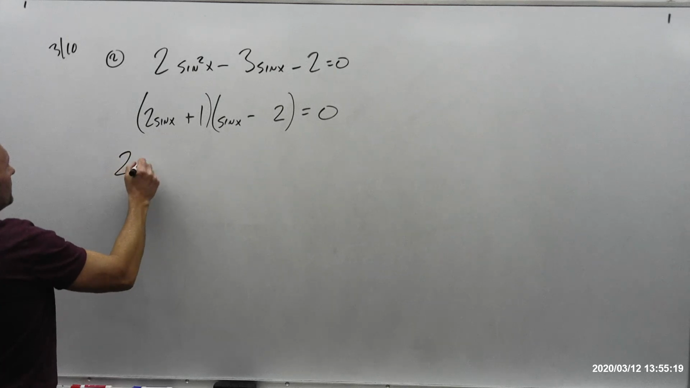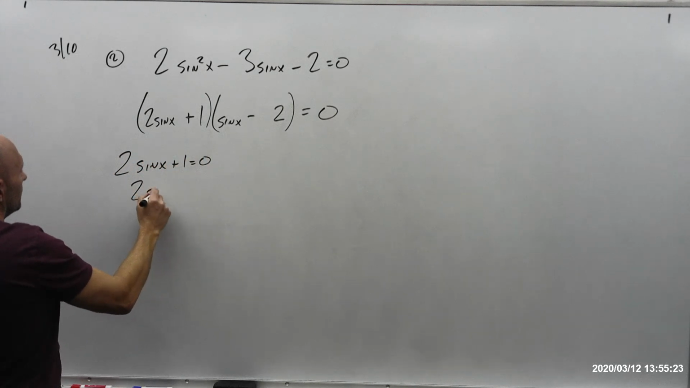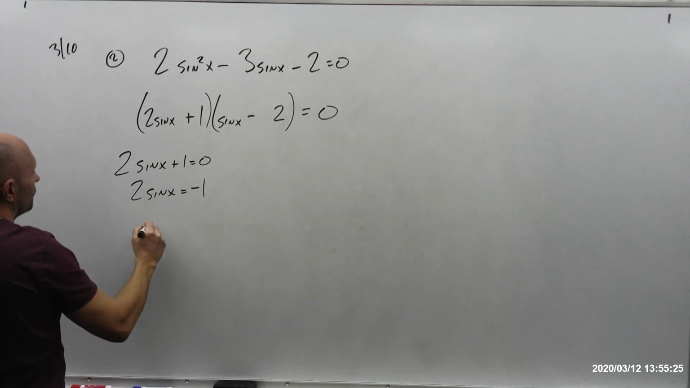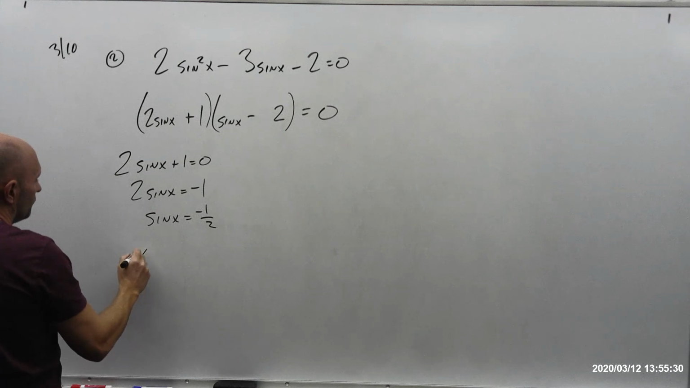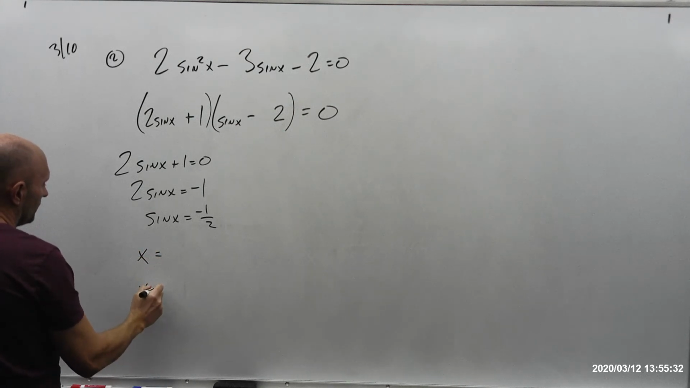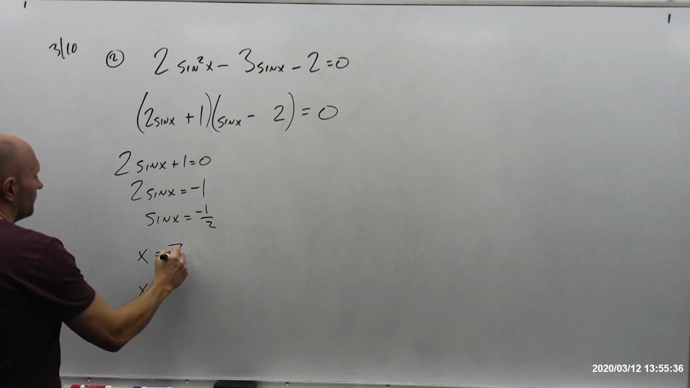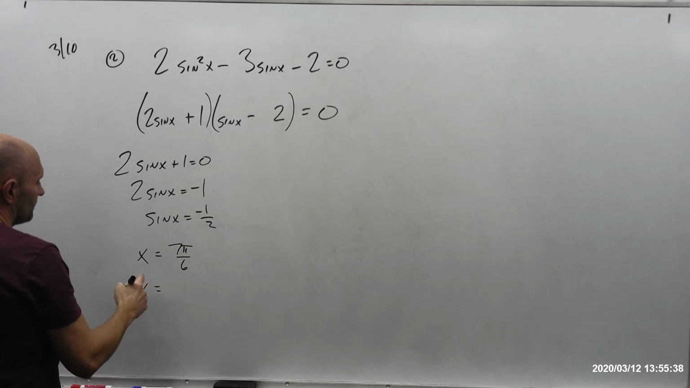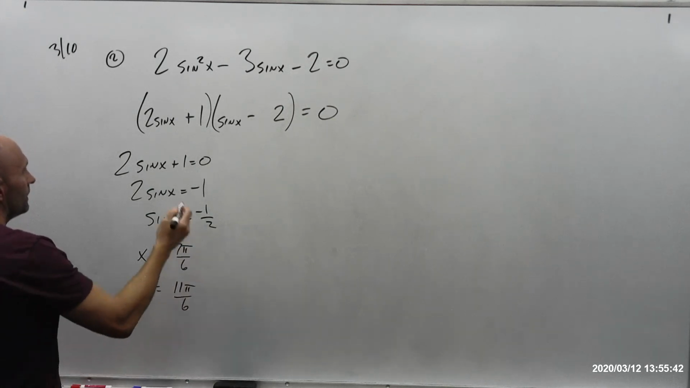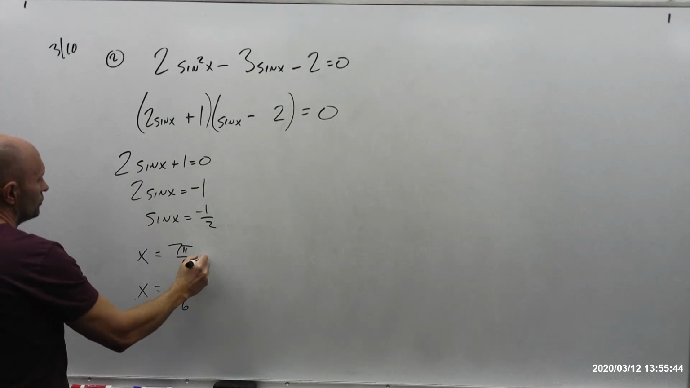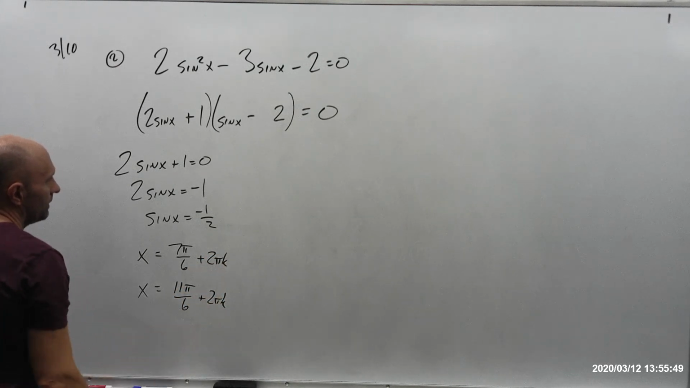Use the zero product property. 2 sine of x plus 1 is 0. So 2 sine of x is negative 1. Sine of x is negative 1/2. So where on the unit circle, the entire unit circle, is sine equal to negative 1/2? That's 7 pi over 6 and 11 pi over 6. Because part A wants all solutions, that's plus 2 pi k and plus 2 pi k.